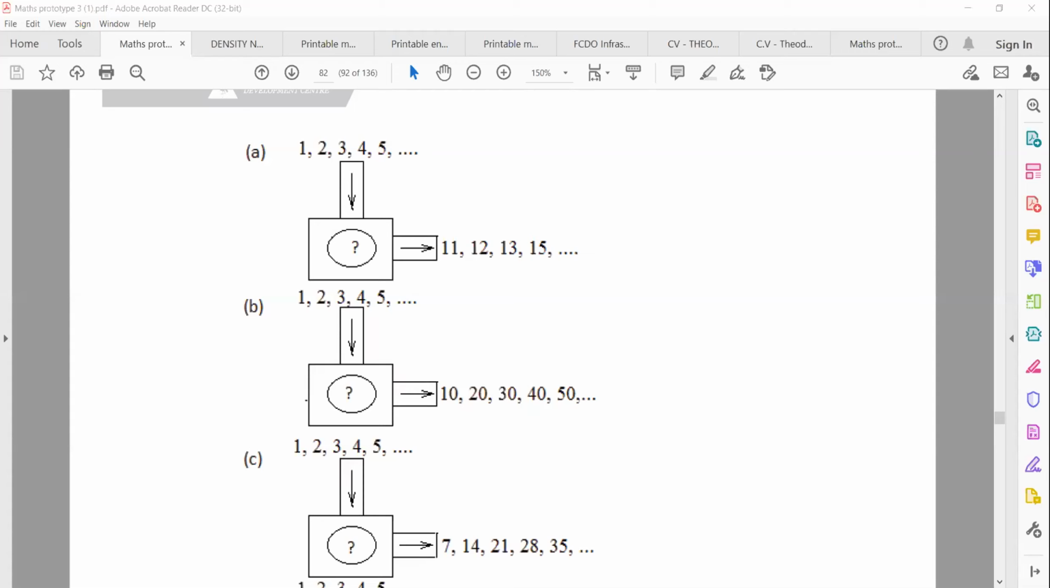So what happened to the 1 is what should be ringing in your head. It must have been added with a number. It can be multiplied with a number. Just think outside the box. What could have happened to 1 for you to get 11? What could have happened?